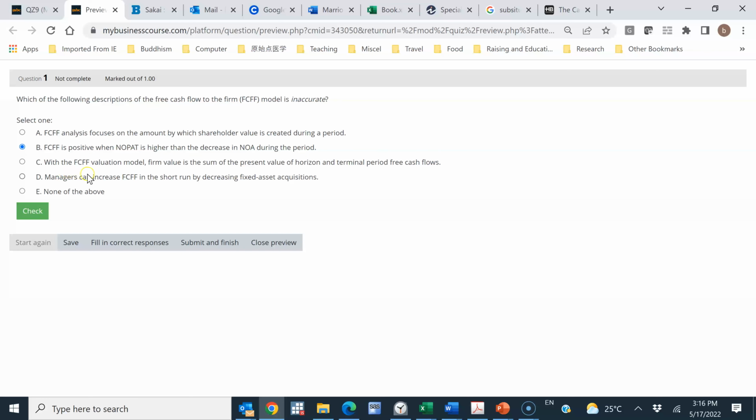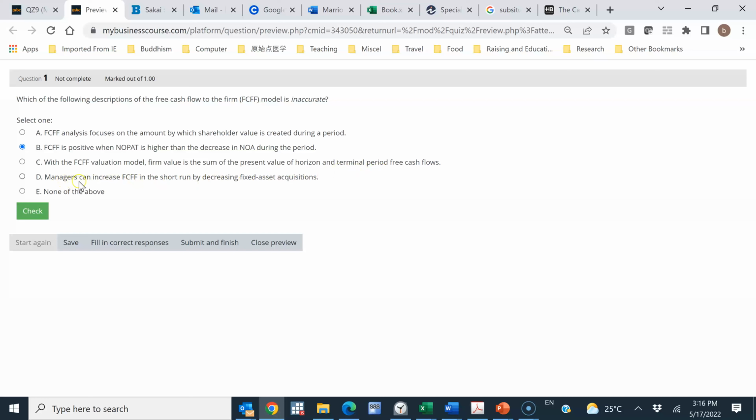C, with the FCFF valuation model, firm value is the sum of the present value of horizon and terminal period free cash flows. This is also correct, right? Basically, the intrinsic value is the present value of all future expected cash flows. So all those future expected cash flows include both the cash flows in the horizon period and also those in the terminal period. So this is actually true.